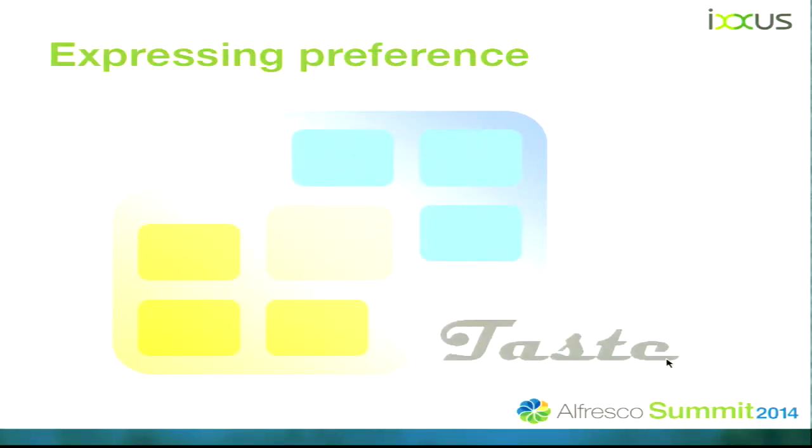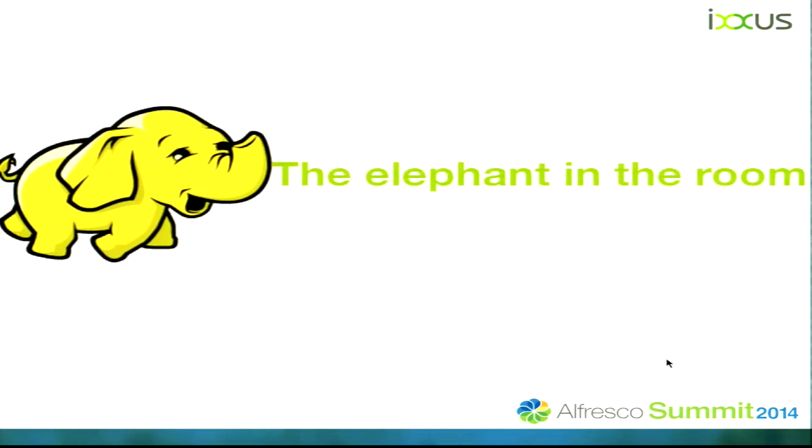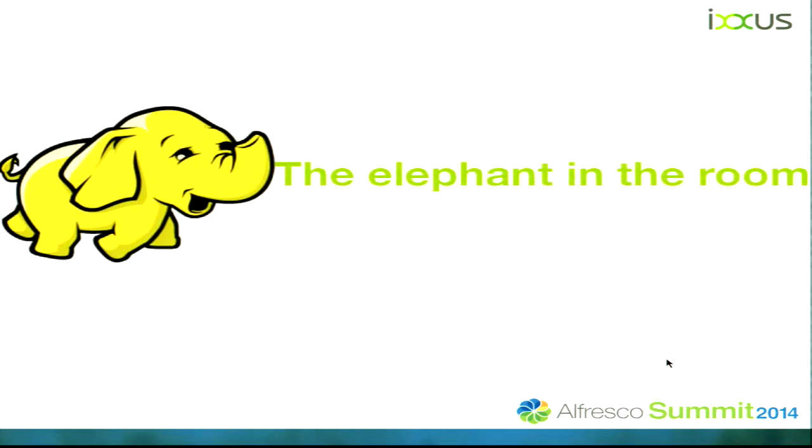So, as I said, 5 stars gives you a level of preference, and that's where an open source framework back in 2006 called Taste came from. You know, because people are showing their taste for content or items. But of course, there's an elephant in the room, and hopefully everyone recognises that icon. It's from the Hadoop project, which was named after a stuffed toy elephant.